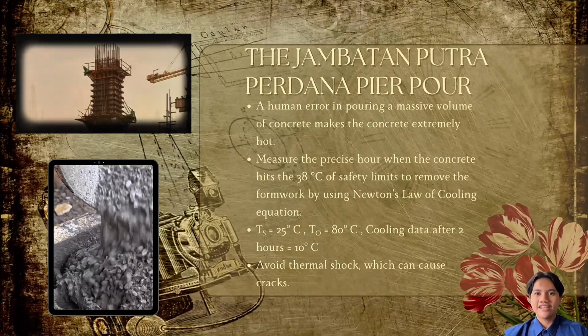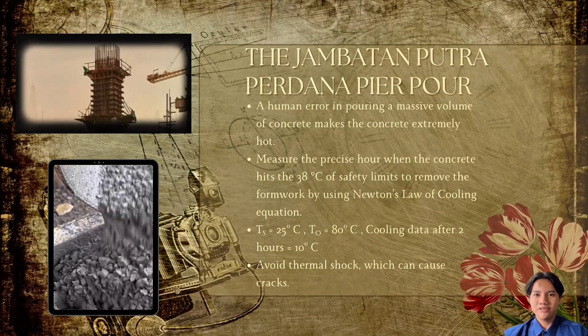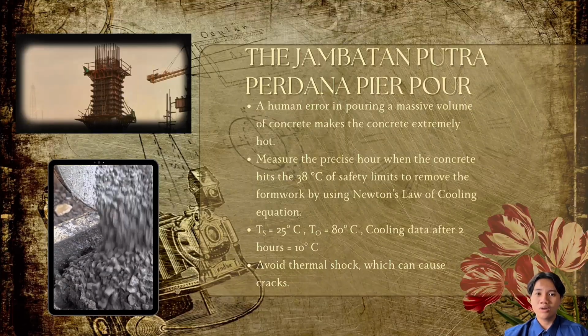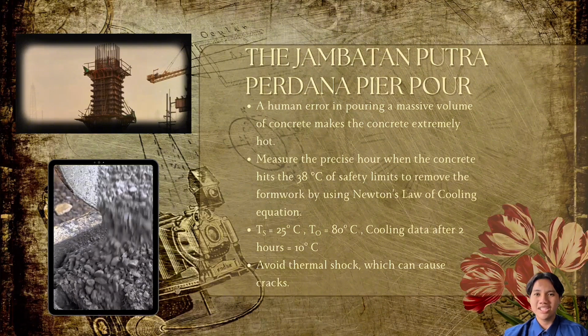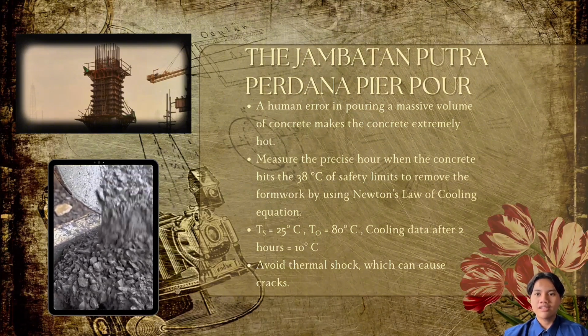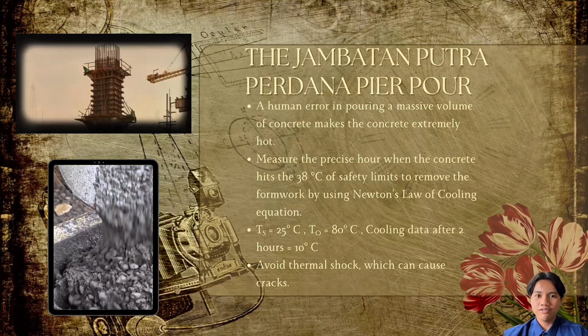The second case study is the Jabatan Putra Perdana Pier Pour. In this situation, a massive concrete pour caused the concrete temperature to become extremely high. Using Newton's law of cooling, we calculate the safe time for removing the formwork.